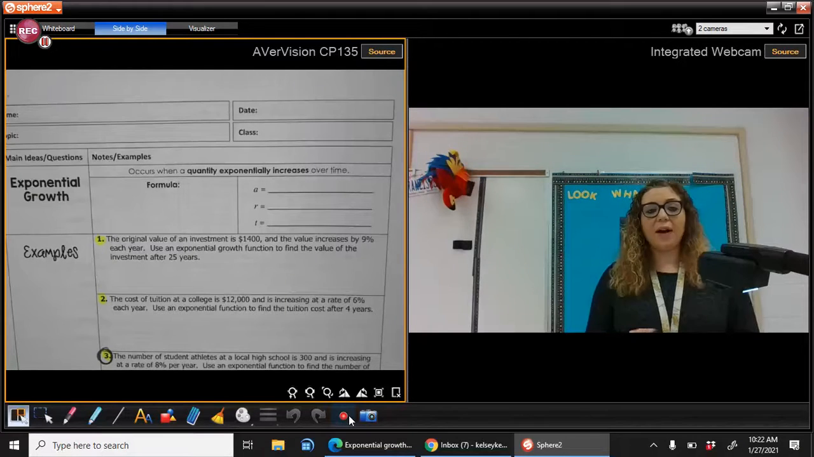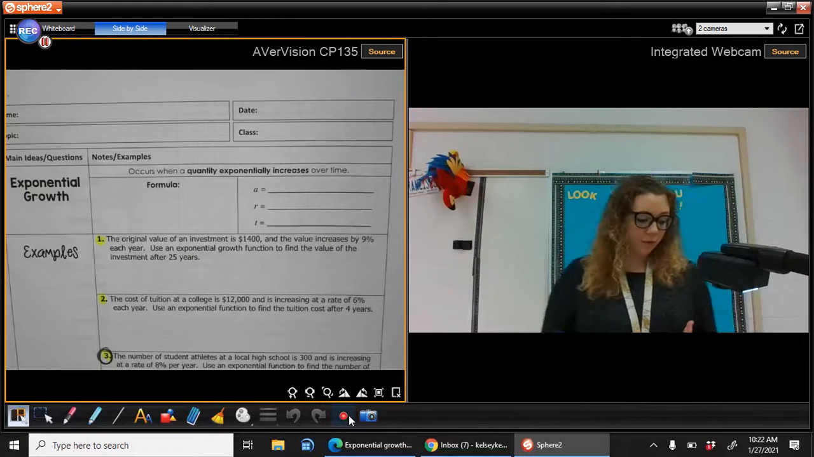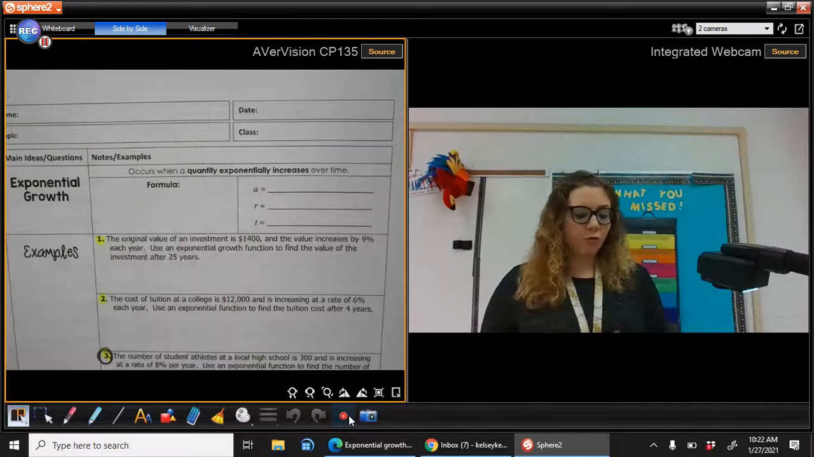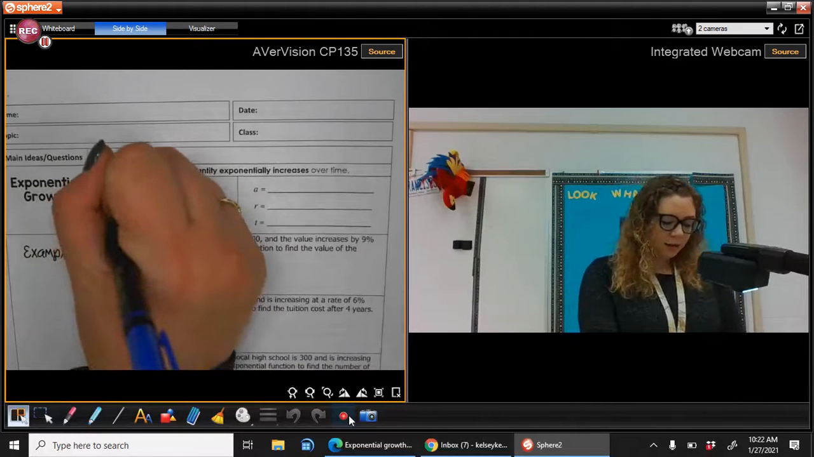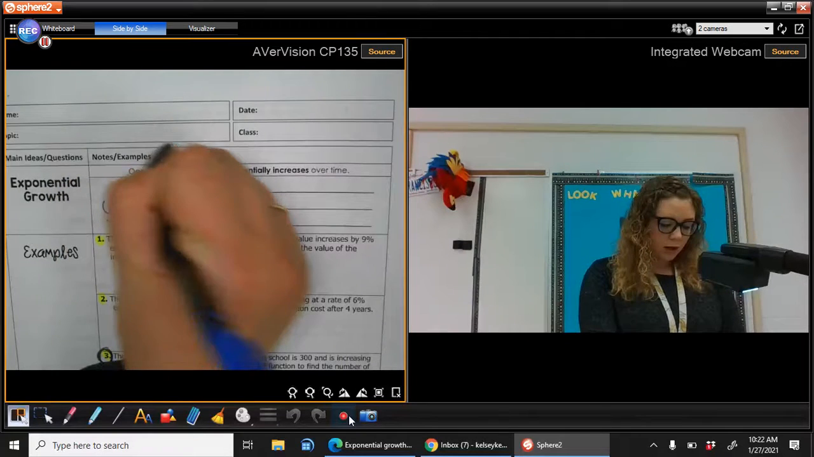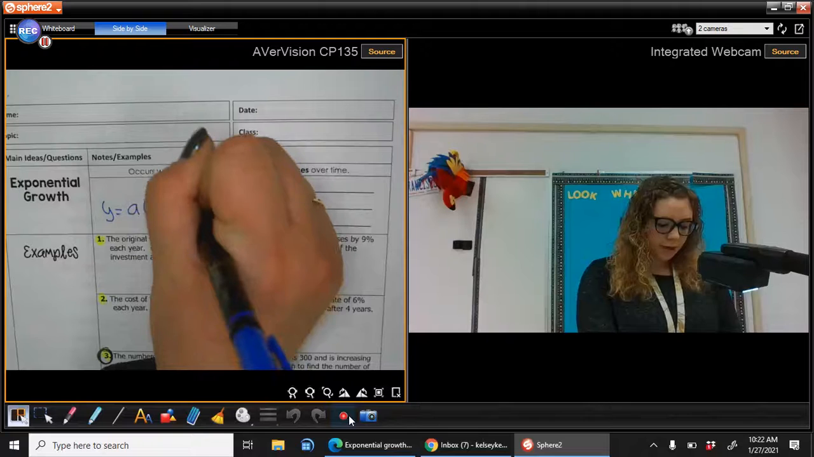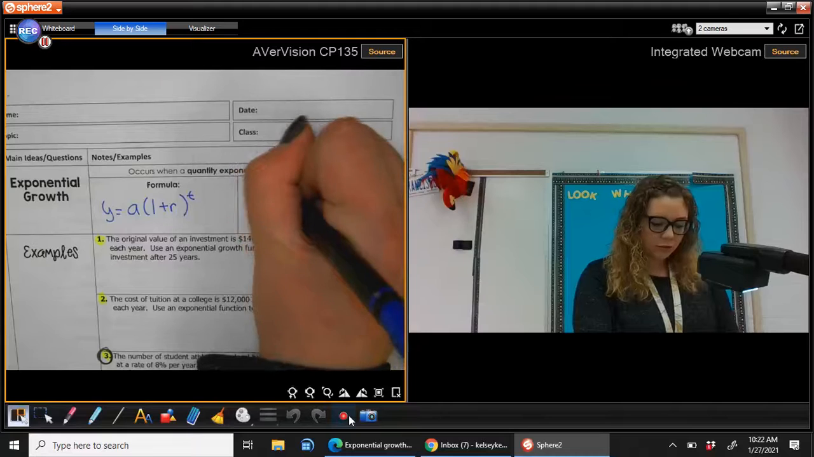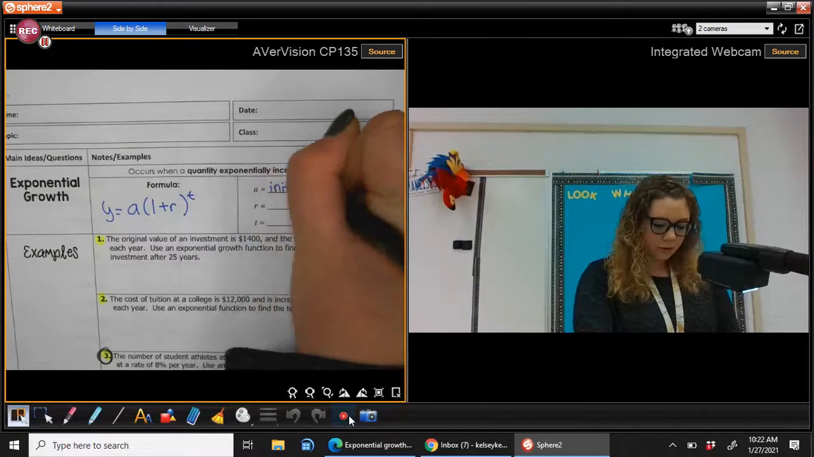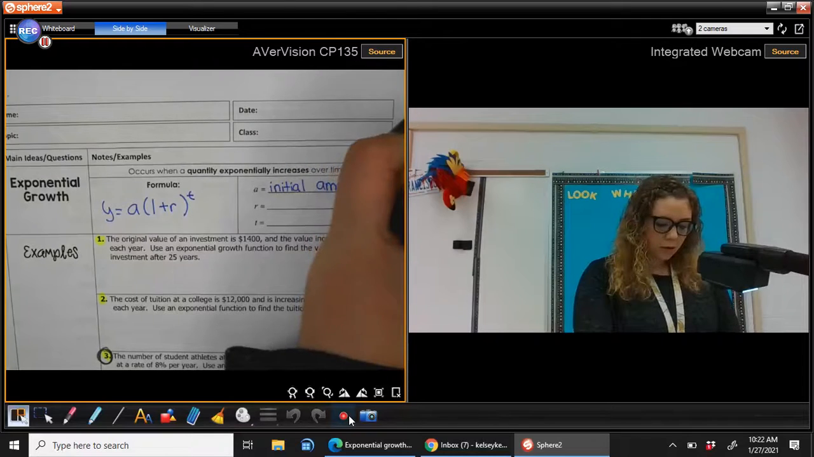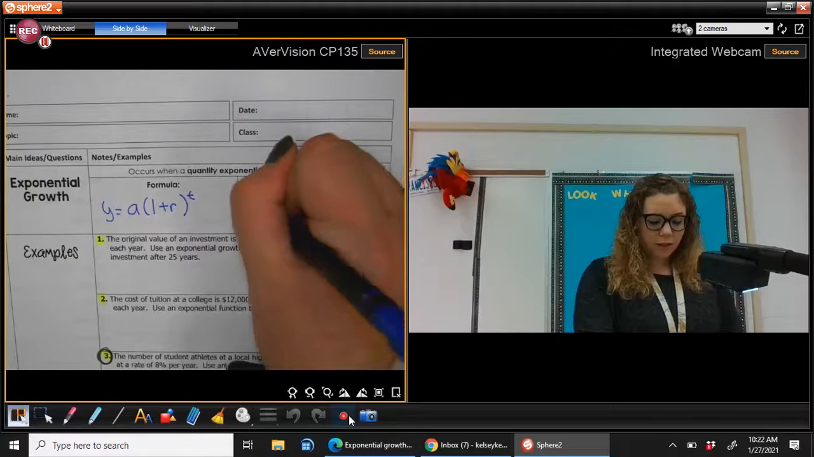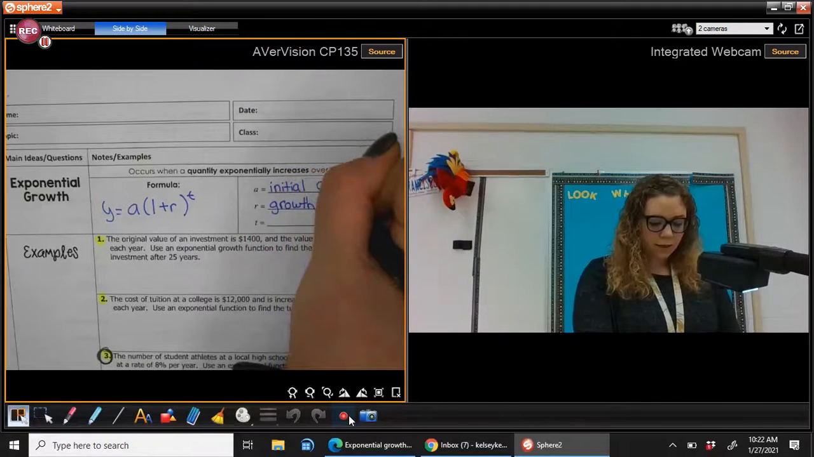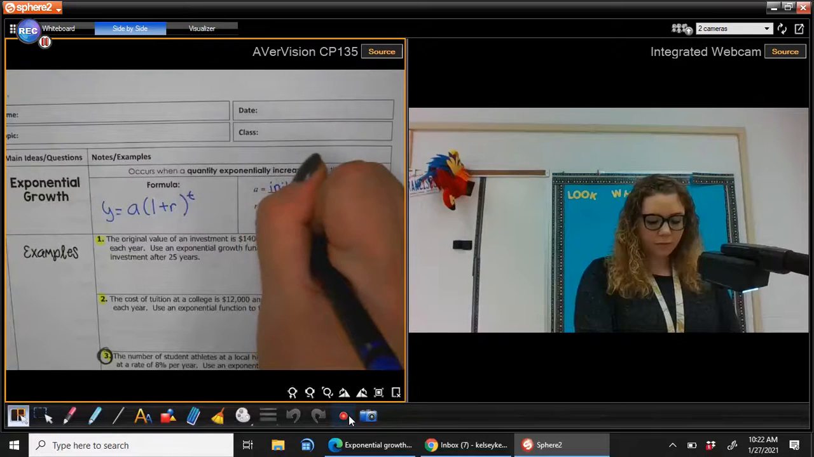So, when we talk about exponential growth, there is a formula for that, and it occurs when a quantity exponentially increases over time. And the formula is y equals a(1 plus r) raised to the t power. Now a is going to be your initial amount. Your r is going to be your growth rate, and it's usually going to be in a percent or decimal. And your t stands for time.